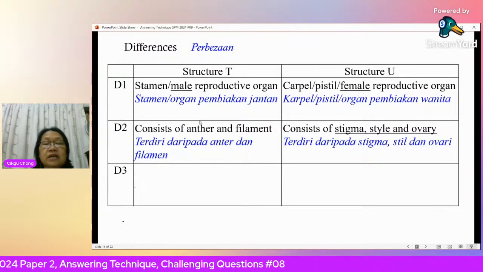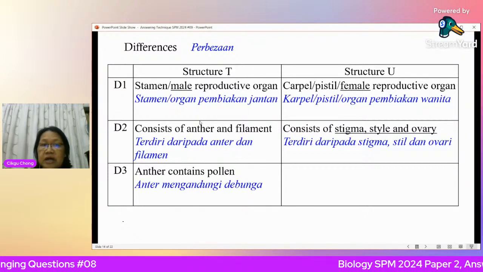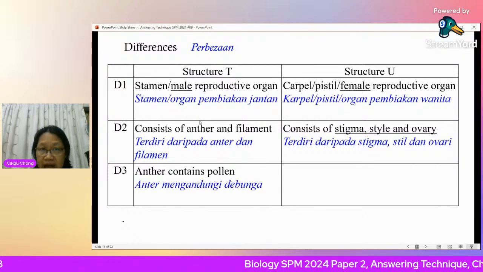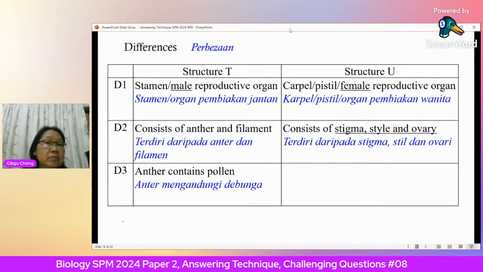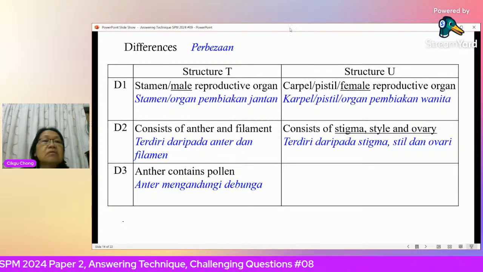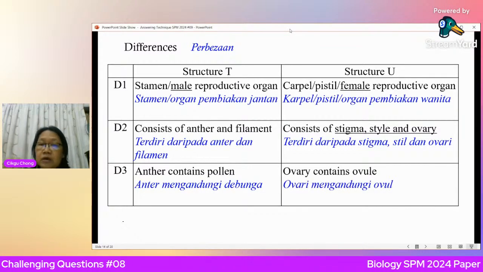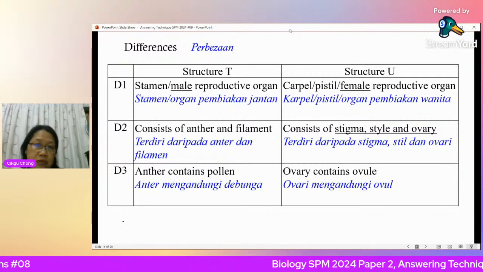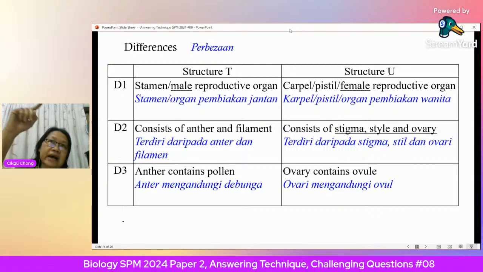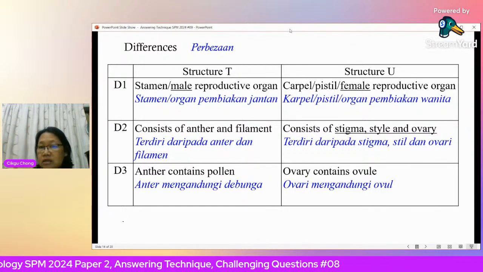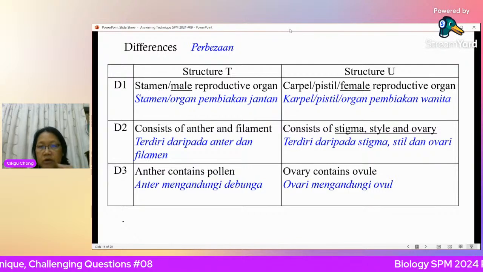Next point. Anther contains pollen. So you're talking about structure also. What does this structure T have? What does this anther have? Anther contains pollen, or you can also say pollen grain, while the other one, the carpel or pistil, contains ovule. Specifically the ovary, because the pistil includes the style and the stigma. But in the ovary itself, the ovule is there. So, point by point.